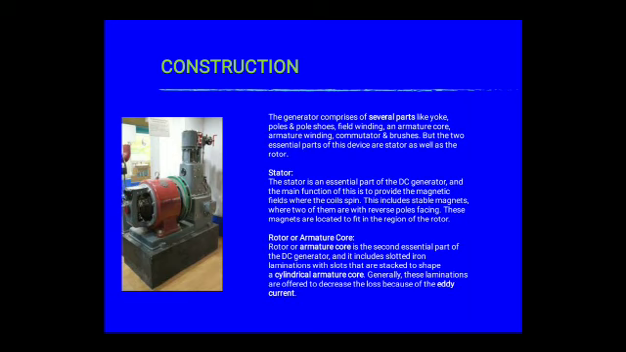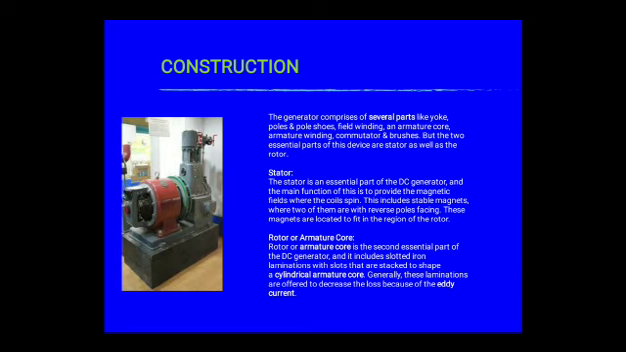The generator comprises several parts like yoke, poles and pole shoes, field winding, armature core, armature winding, commutator and brushes. But the two essential parts, or the two main parts, are the static part, that is the stator, and the rotating part, that is known as the rotor.